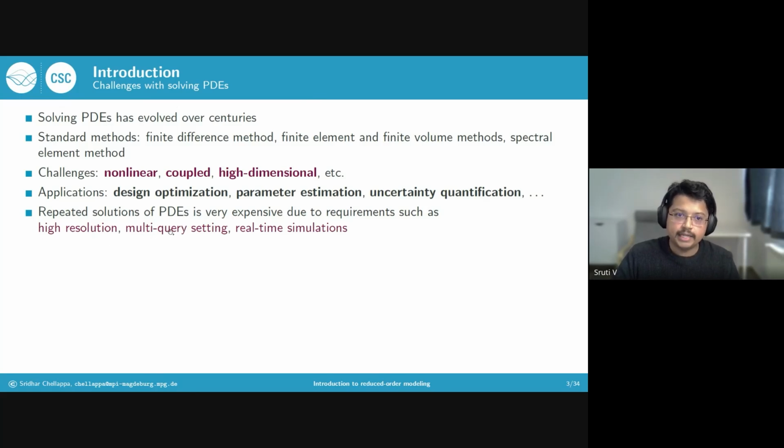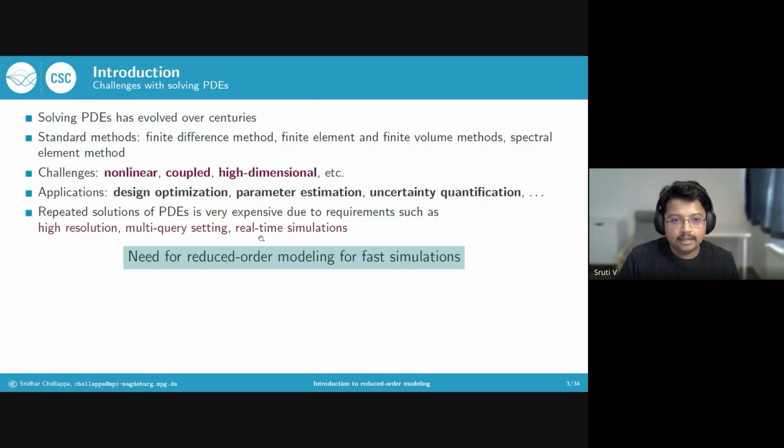This is exactly the challenge that we want to address, meaning solving these equations, especially high resolution equations, in a multi-query setting like design optimization or in real-time simulations. For example, in control, if you want to embed your model within a controller, then the controller needs to solve the model in real time. So all these are challenging situations. And that kind of motivates the need for reduced order modeling, why we need reduced order models for enabling such fast simulations. So that's a broad overview that I wanted to present.